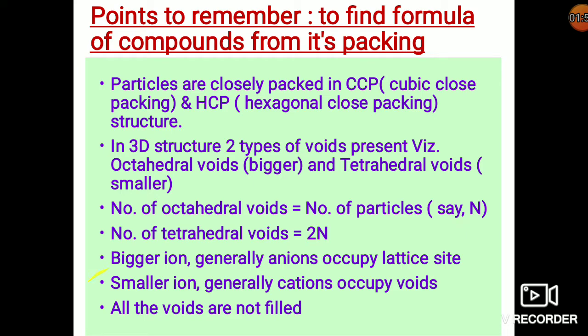Next, the bigger ion. Now bigger ions are generally anions if we are considering an ionic solid. So the bigger ion, or the anion, will always occupy the lattice site, and the smaller ion, which in an ionic compound means the cations because they are always smaller in size, will occupy the voids in the packing.